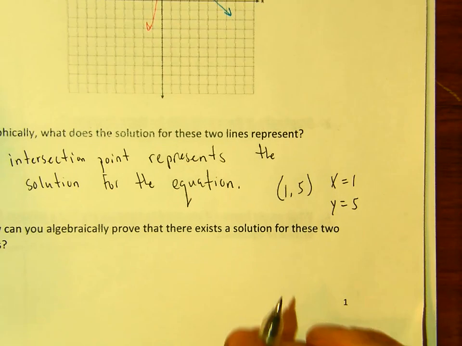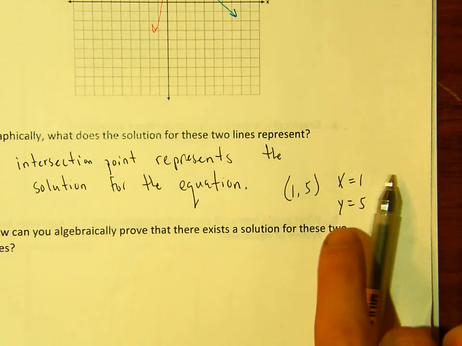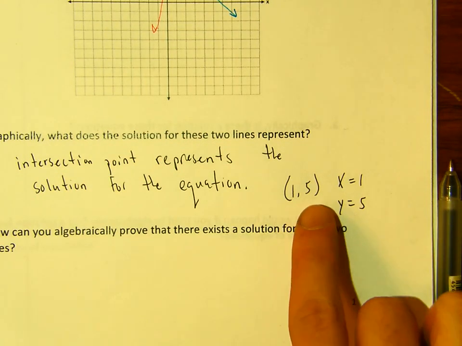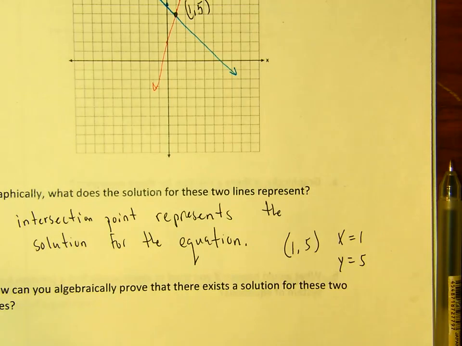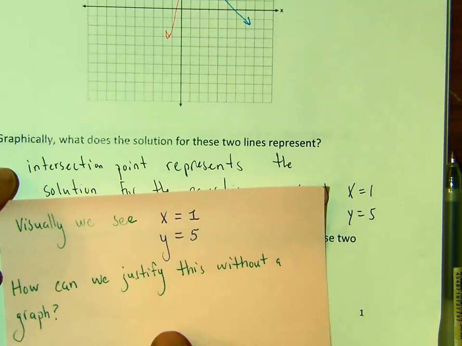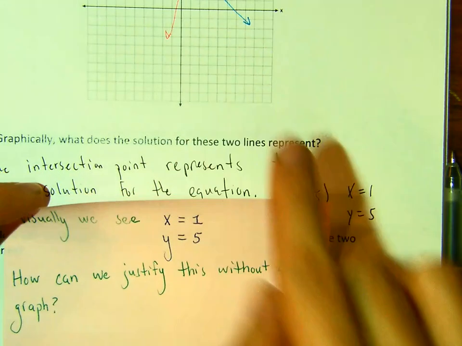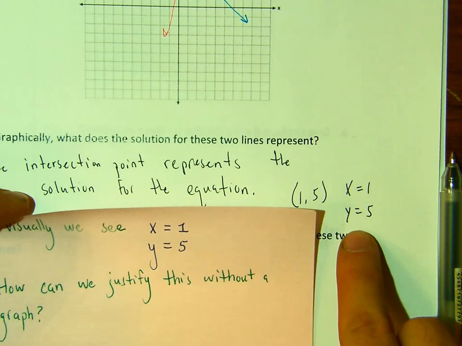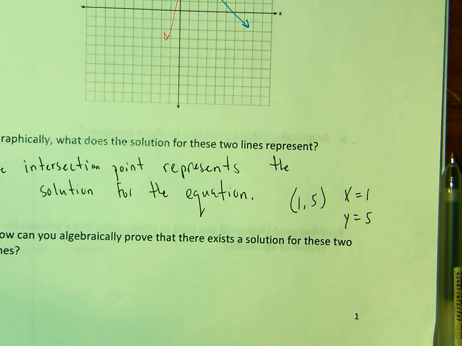Okay, so let's take a look at the next part. Here it's saying, let's imagine, how would you prove that it intersects at 1, 5? How can we prove that? This is the question. It says, visually, we see that x is 1 and y is 5. How can we justify this without a graph? The idea is, how do you know x is 1 and y is 5 with no picture? How would you be able to solve this equation?